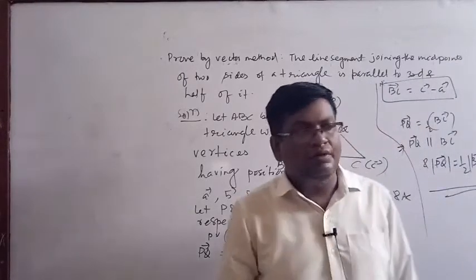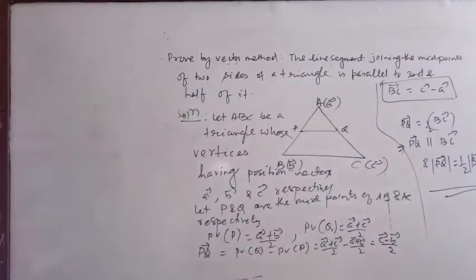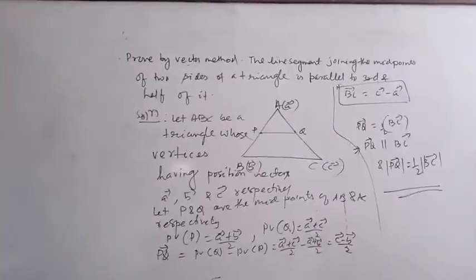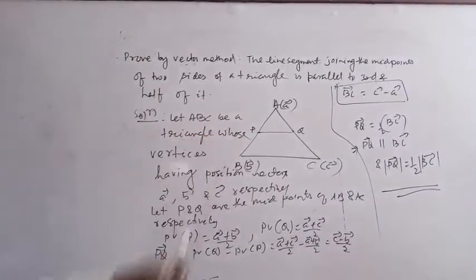Now another question. PQ is equal to BC by 2, or half of BC. So PQ is equal to a scalar multiple of BC. So PQ is parallel to BC, and the magnitude of PQ is equal to half of BC. This is the solution, the proof of the question.